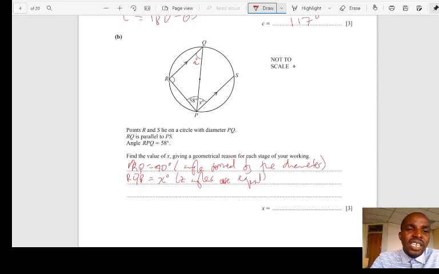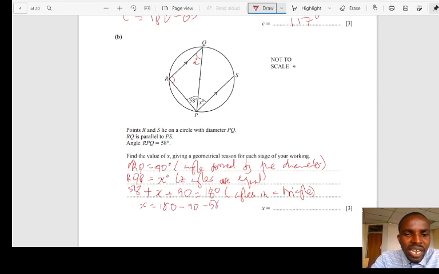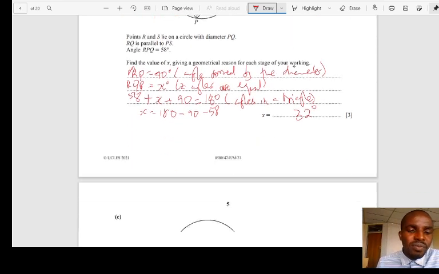Then to find x, use angles in triangle PRQ. So you say 58 plus x plus 90 degrees is equal to 180 degrees. Reason: angles in a triangle. Then you can calculate here. So x will be equal to 180 minus 90 minus 58. From your calculator, 180 minus 90 minus 58, you get 32. So this one is 32 degrees, 3 marks.